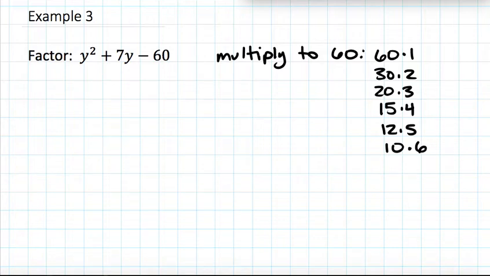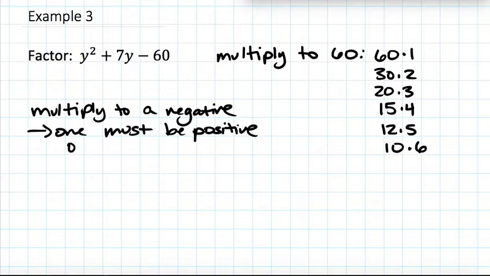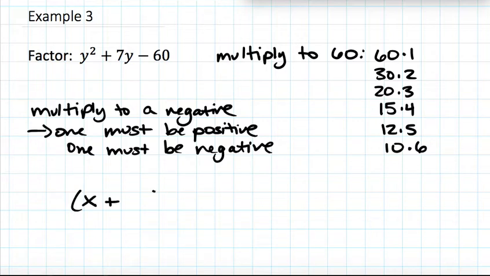What I'm looking for here is two numbers that multiply to negative 60. So they multiply to a negative number. Then that means that one must be positive and one must be negative. So in my parentheses, I'm going to have y plus one of the numbers and y minus one of the numbers.